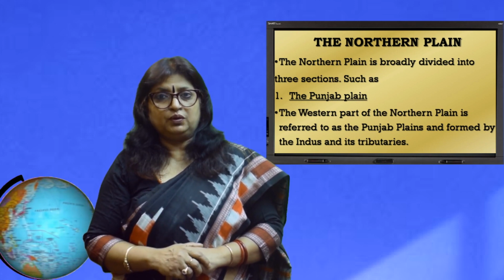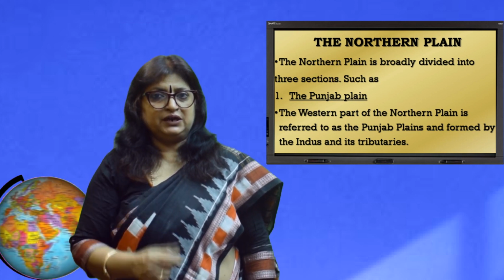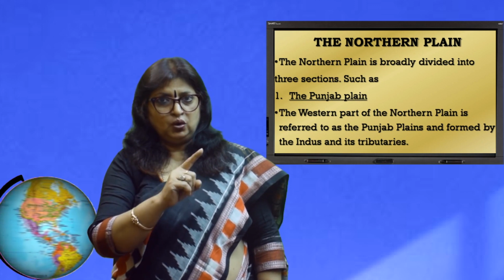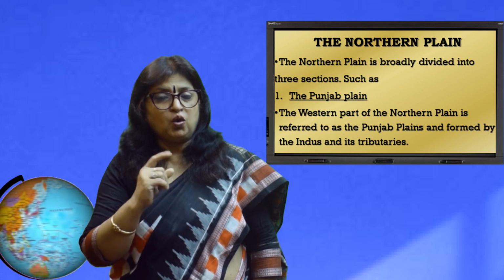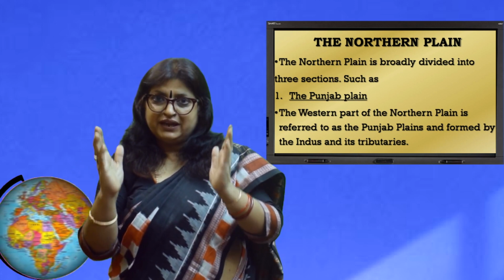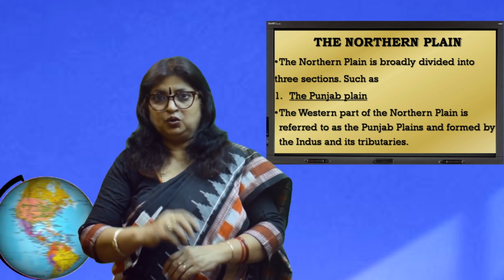D-O-A-B, Doab. Can anyone tell me the meaning of Doab? Right, let me tell you. Doab is derived from two words, Do and Ab. Do meaning two, Ab meaning water. That means when a land is found in between two water bodies, two rivers, then we call it Doab.